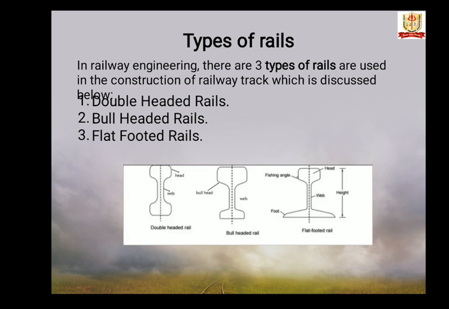Okay, so first, types of rail. In railway engineering, there are three types of rail used in the construction of railway track, which are discussed below. First is double-headed rail, second is bull-headed rail, and third is flat-footed rail.